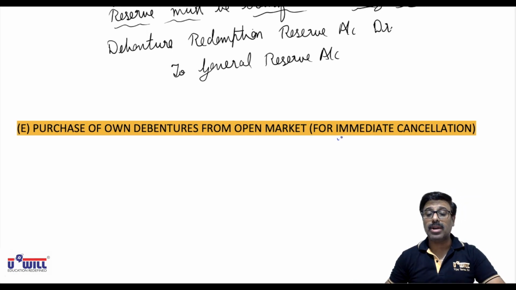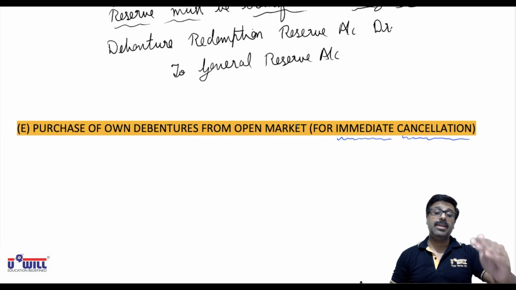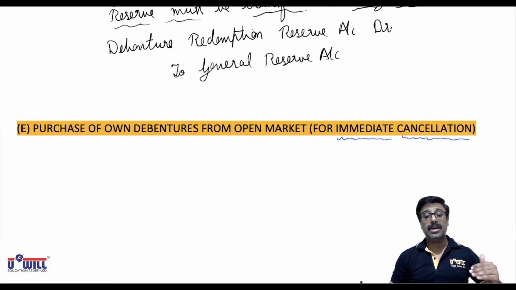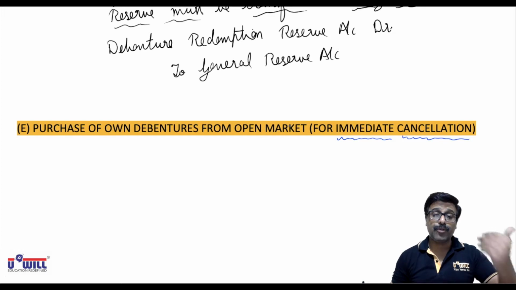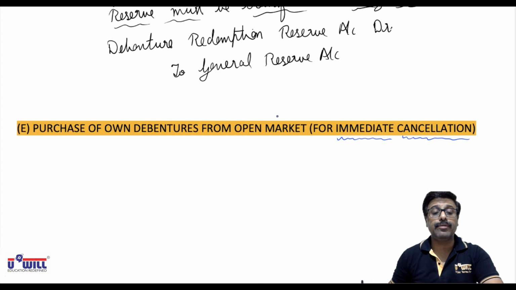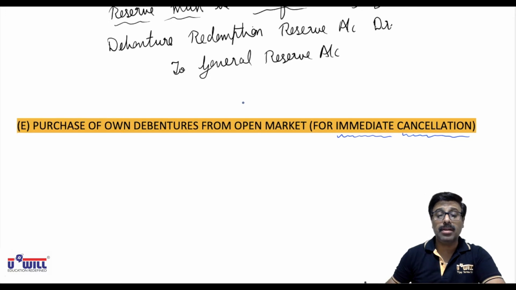That's why I mentioned for immediate cancellation of existing debentures. So indirectly, the company purchases the debentures from the open market, cancels its existing debentures liability, and becomes free from the burden of paying interest for the remaining pending number of years. This is the motive or intention behind buying its own debentures from the open market.